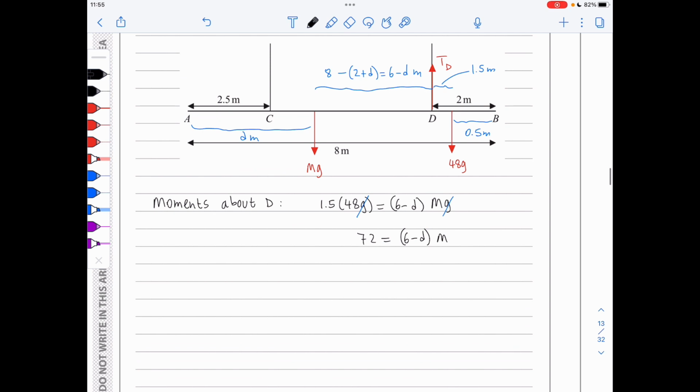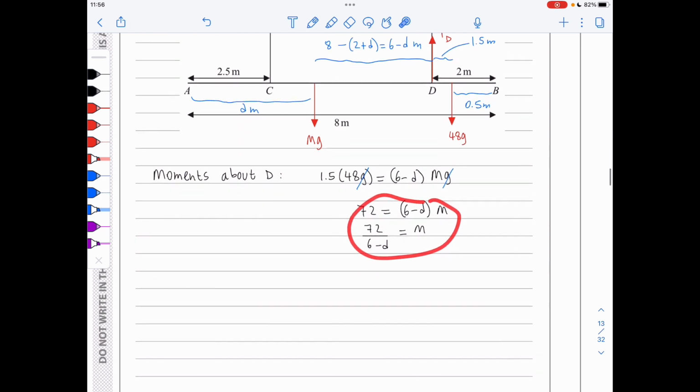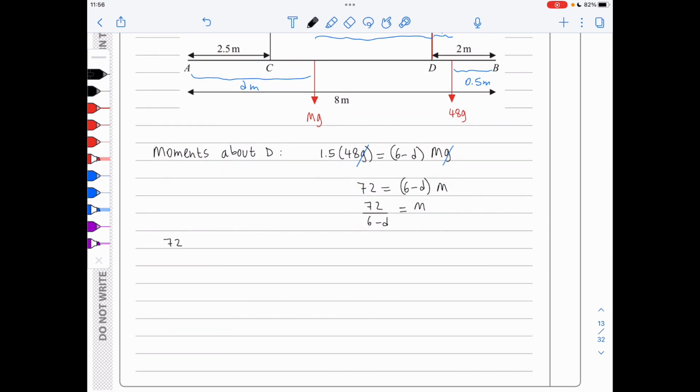So we've got that 72 over 6 minus d is equal to capital M, and I will now equate the two expressions we obtained for capital M. So we have that 72 over 6 minus d is equal to 40 over d minus 2.5, and we proceed to cross multiply. We've got 72 times d minus 2.5 is 40 times 6 minus d. This expands to give 72d minus 180 is equal to 240 minus 40d, and therefore we've got 112d is equal to 420, which makes d 3.75.